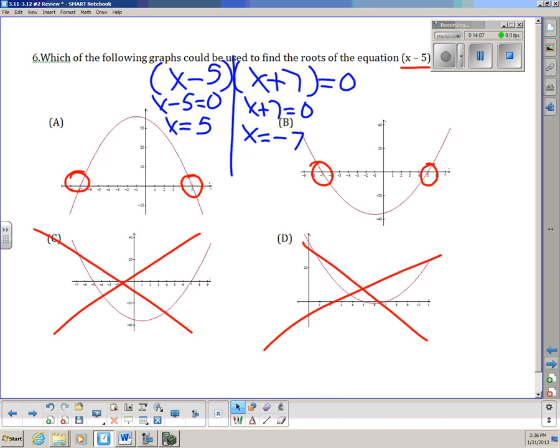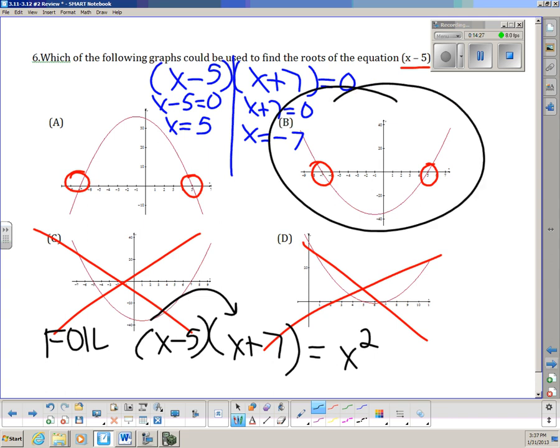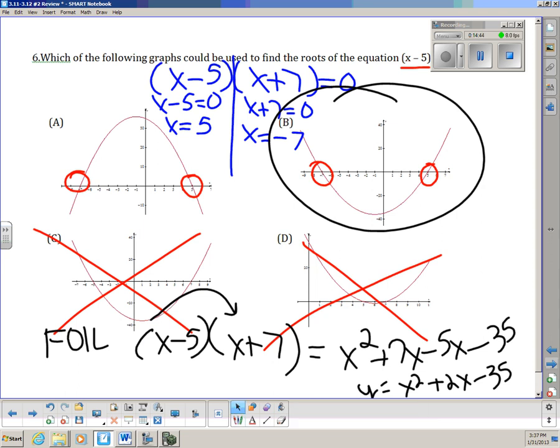And the way to do that would be to take those two factors and FOIL them. And when I FOIL it out, I can even stop right here because this turns into x squared. That's enough to say x squared is positive. It must be this particular graph because it's a positive x squared value. It must open up. I can finish this though and say plus 7x minus 5x minus 35, which means my y equals equation is x squared plus 2x minus 35. When you FOIL out x minus 5, x plus 7, that's what you get.